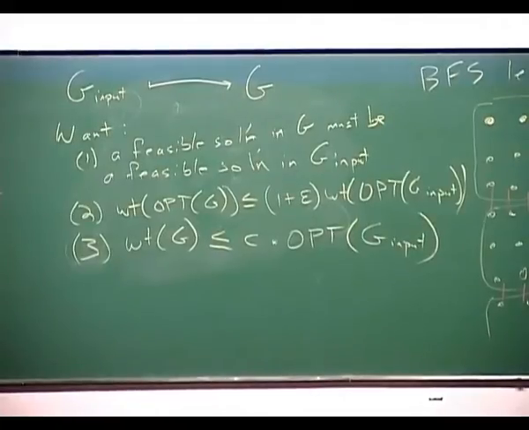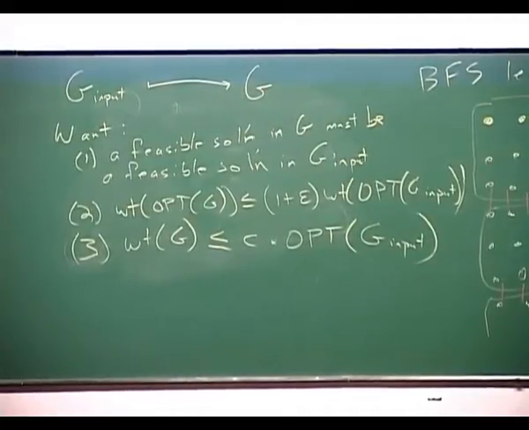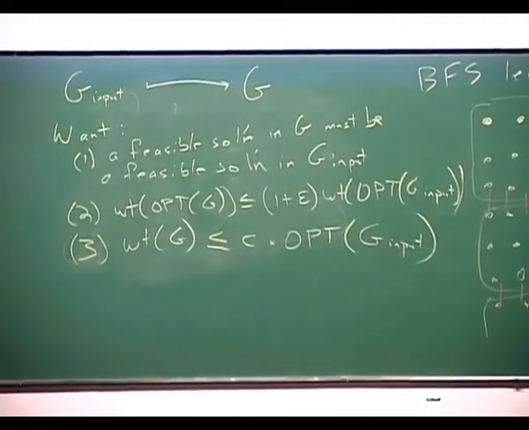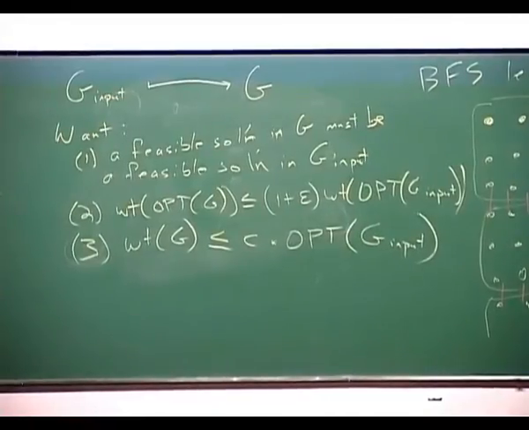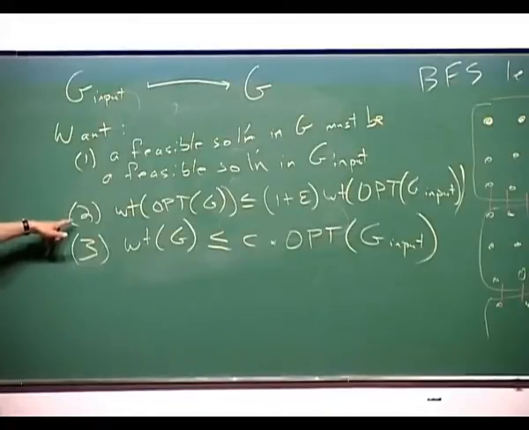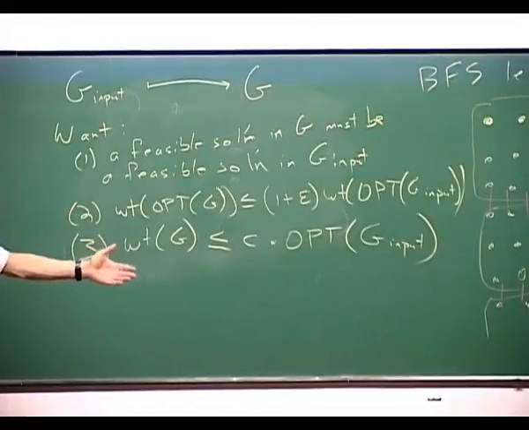Let's say you had a really heavy edge. Let's say it was infinite. Well, throwing it out seems like a good idea, right? That'll help us to achieve this. What about this? How will it affect this? Well, if it was a really heavy edge, it's not likely to be used in opt anyway.